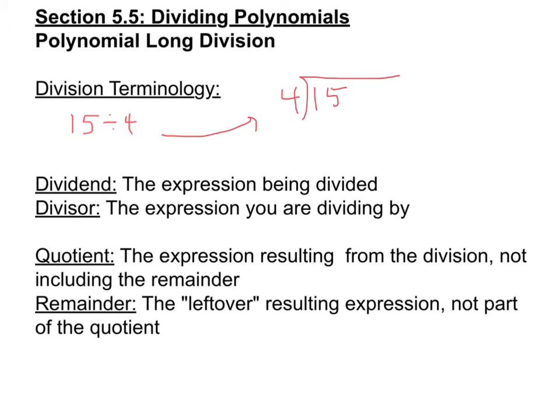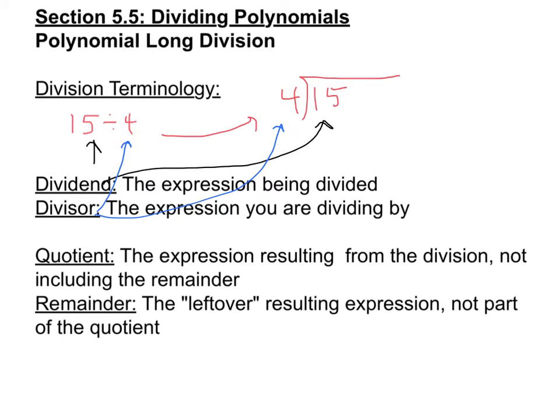Now, just so you know, each of these items in our division problem has a name. The dividend is the expression being divided. So that would be the 15 in our example. That's the dividend. I'll point to it with a black arrow. The divisor is the thing you're dividing by, or in this case, the 4. I'll point to that with a blue arrow.